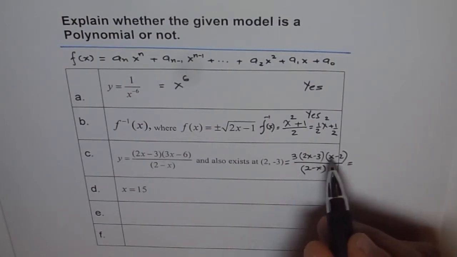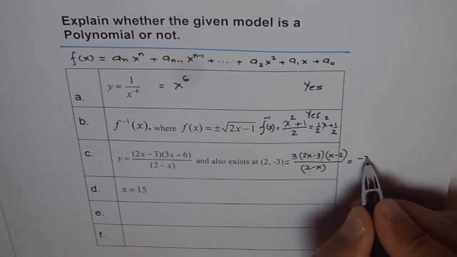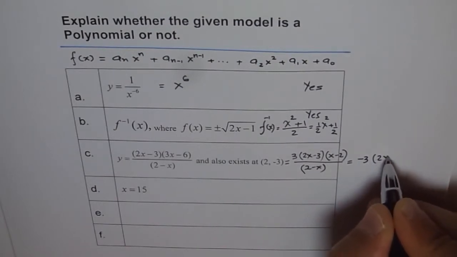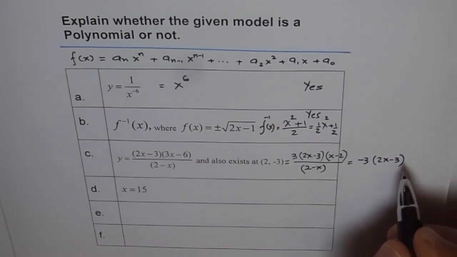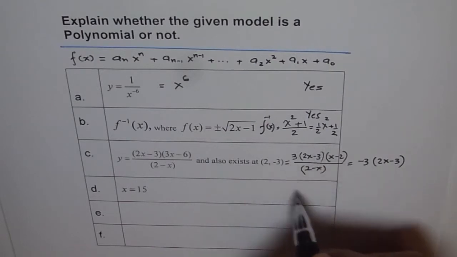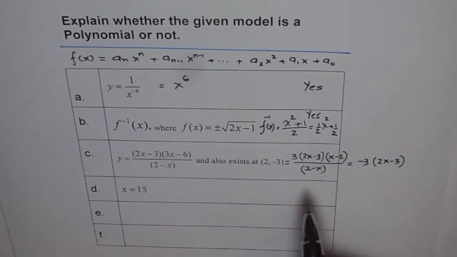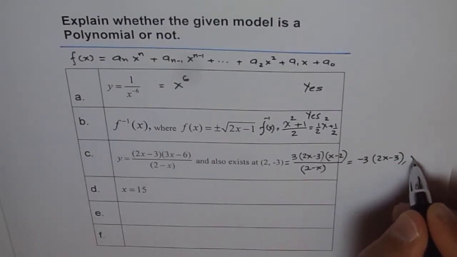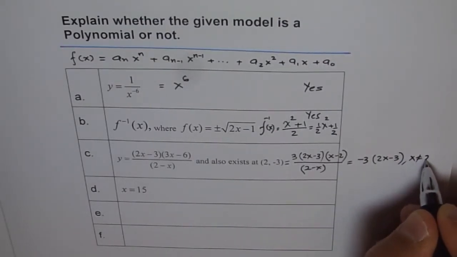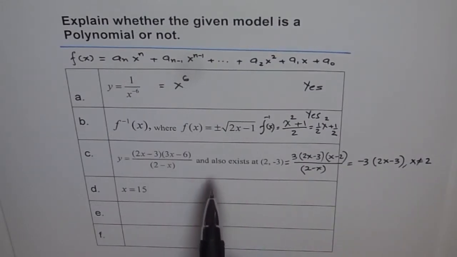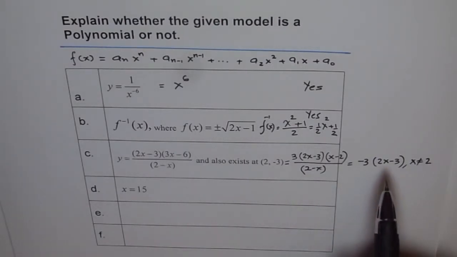So we could cancel this out and we get minus 3 times 2x minus 3, right? And of course when this happens, we write that for this rational function x cannot be equal to 2, right? So for this particular thing, x is not equal to 2, but we are given this additional information that at 2 the value is minus 3. So what we need to check here is that if we plug in 2 here, what do we get, right? So let's plug it in.